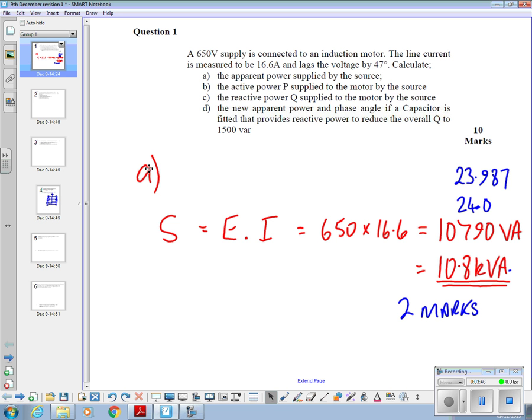So, I think you'll all agree that's a fairly easy 2 marks. You just need to remember that the apparent power is S, and you get it from multiplying the line voltage with the line current, or the appropriate voltage with the current. Yep.